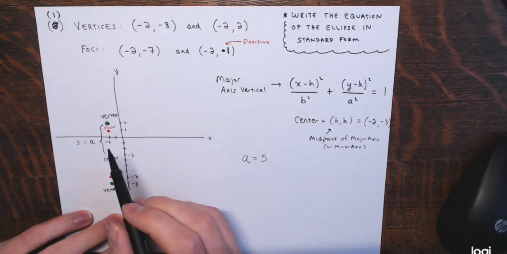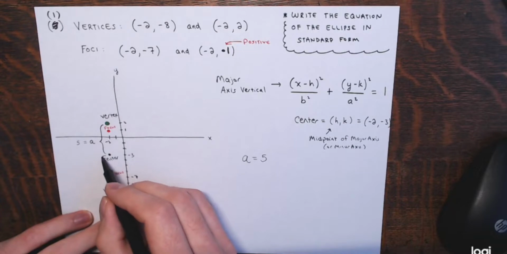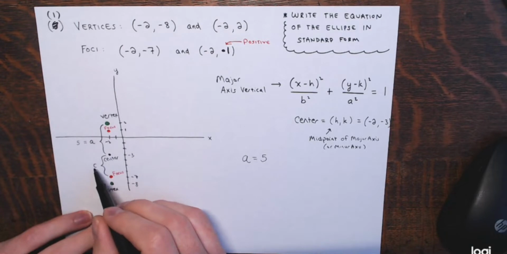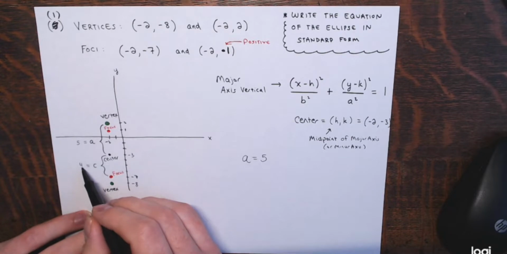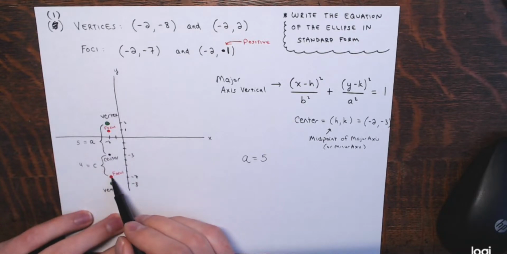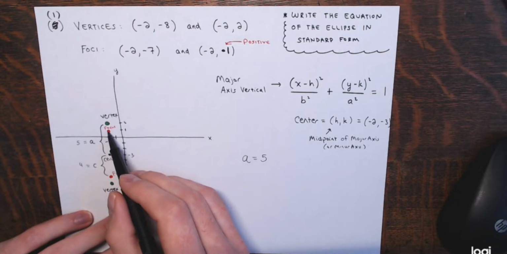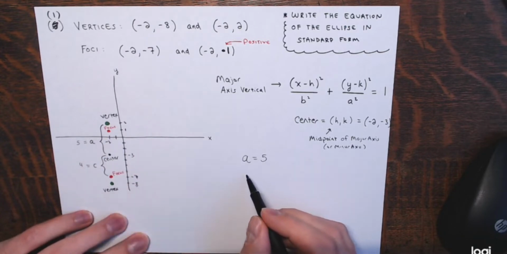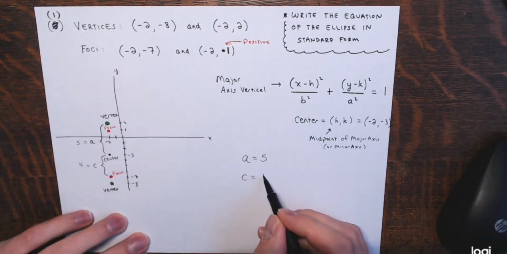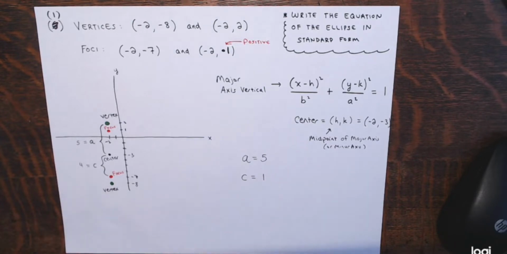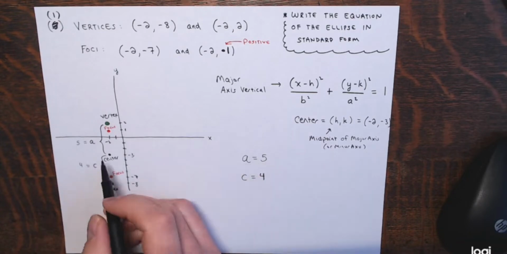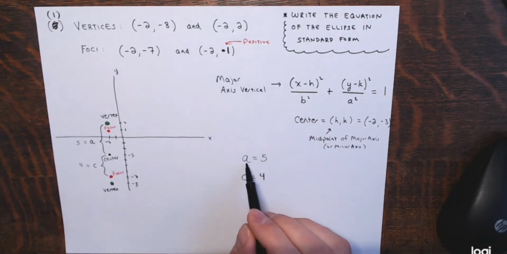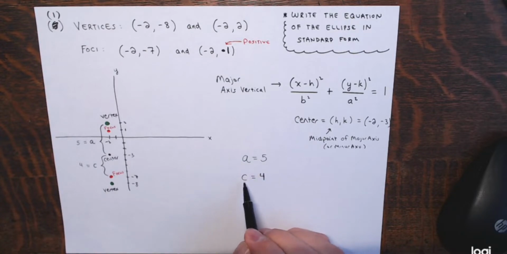And the distance from the center to a focus, right, so to one focus or the other focus, that was called c. And that's 4 units. Right, from -2, -3 to -2, -7, or -2, -3 to -2, 1. That's 4 units. So a is 5, and c is 4. Jeez, I just said 4. Right. So the distance from the center to a vertex is 5 units. The distance from the center to a focus is 4 units.